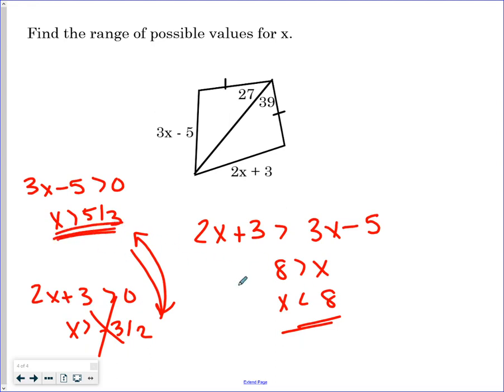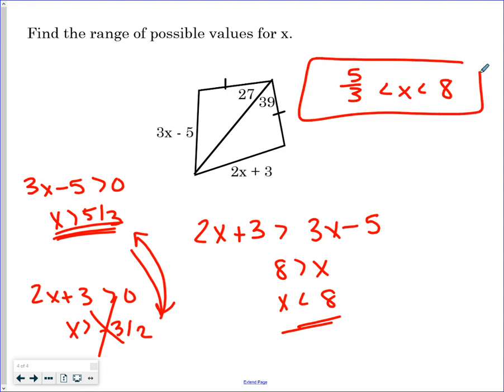So our answer is these two shoved together. Do you see what we just did? Again, you usually go smaller to larger, so I'm going to say 5/3 is less than x, which is less than 8. The x has to be in between 5/3 and 8 to work. Did I lose anybody? Does anybody have a question anywhere?